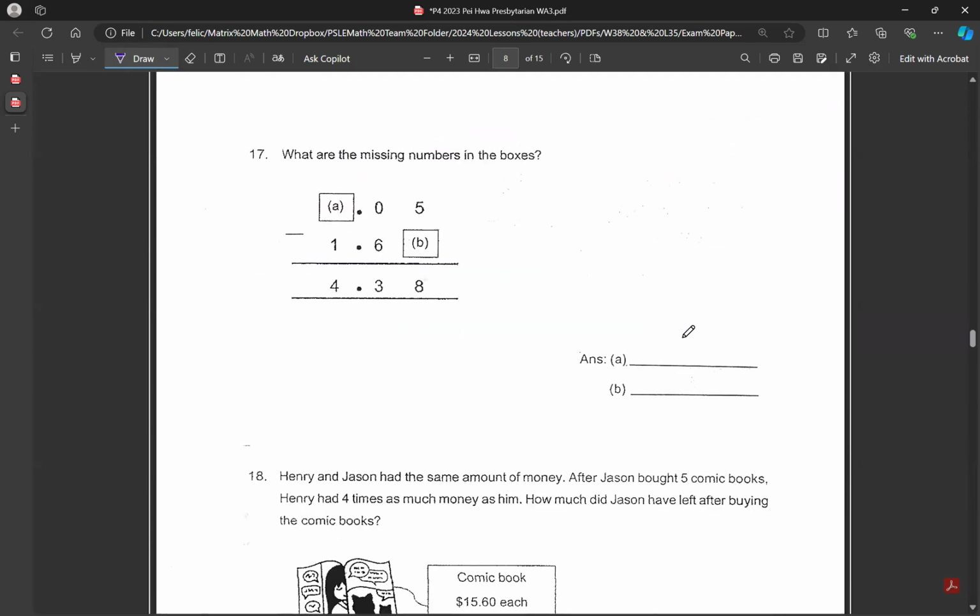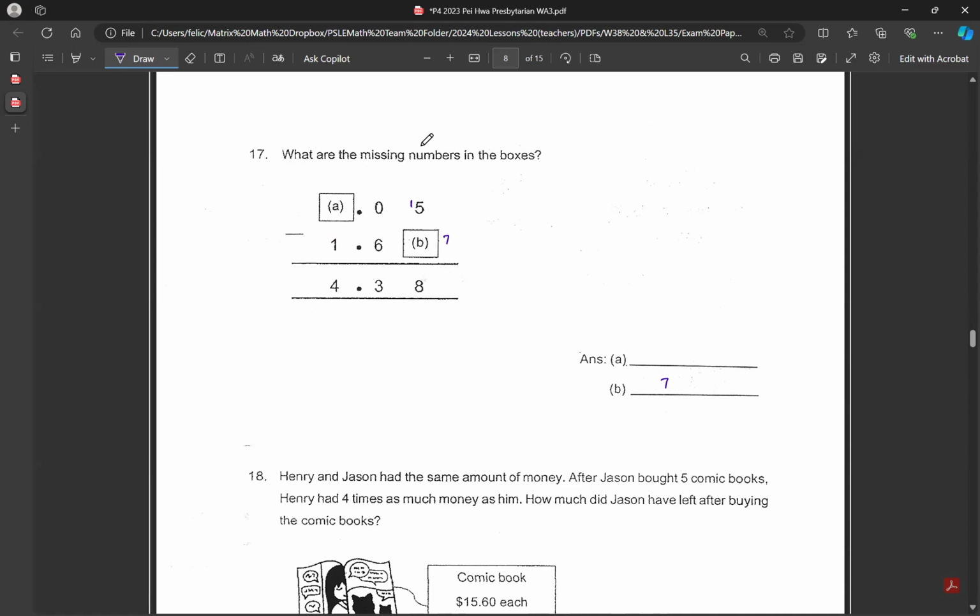Okay, next one. What are the missing numbers in the box? This one is decimal subtraction. So you have a 5 minus something to give you 8. Obviously, 5 cannot minus anything to give you 8. So it must mean that the 5 is actually a 15. So 15 minus 7 will give you 8. So B is 7 for sure. Just put 7 there.